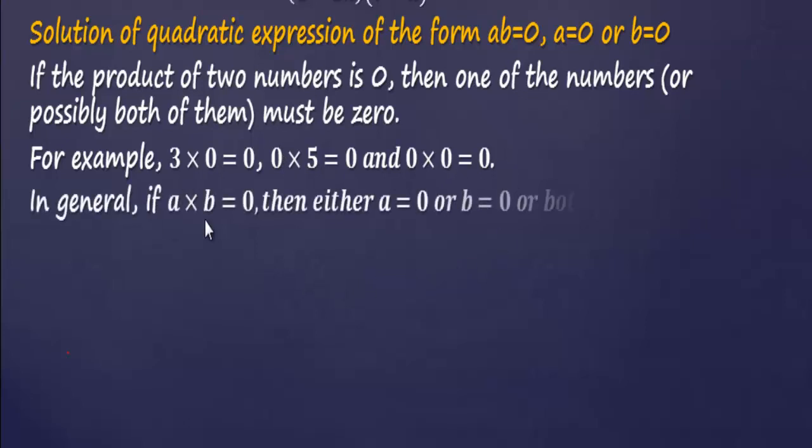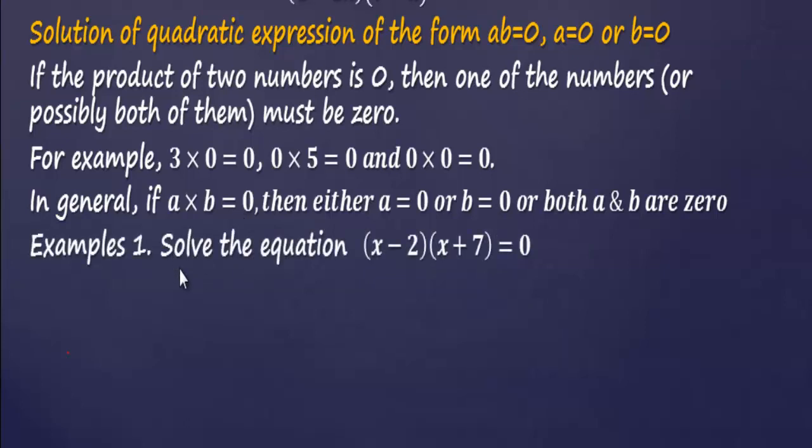In general, if A times B equals 0, what we mean is that A is 0 or B is 0, or both of them are 0. Are you getting it? That's why the result is 0. You multiply A times B and you get 0. It means that A is 0 or B is 0, or both of them are 0.